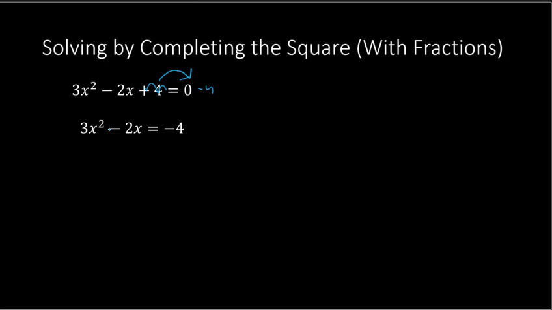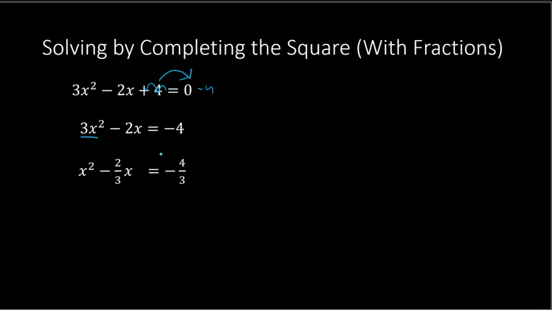And then we need to get rid of this coefficient with the x squared term. So we divide everything by 3. So 3x squared divided by 3 is x squared. Negative 2 divided by 3 is negative 2/3. And then negative 4 divided by 3 is negative 4/3.